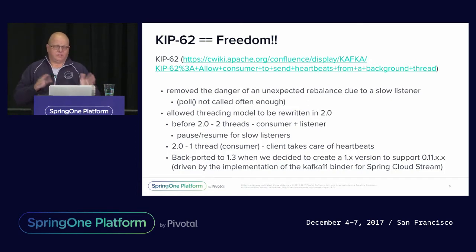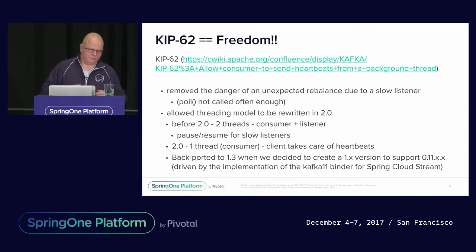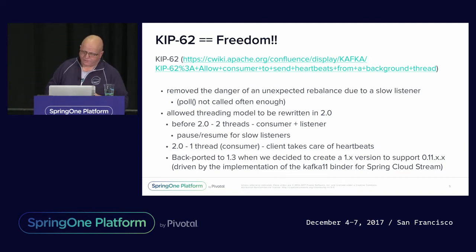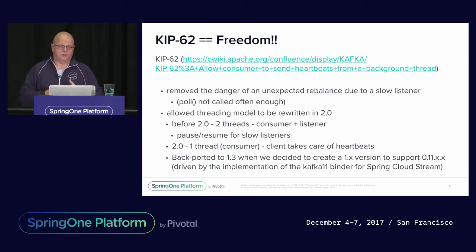Now, the original plan was 2.0. This was going to be a 2.0 release, and the 1.x, we'd just leave it with the old threading model. But when we decided that we needed to support Kafka 11 in Spring Cloud Stream, specifically because of the header support, we had to do some kludgy stuff with earlier versions of Kafka, embedding headers into payloads and stuff like that. So we wanted to have header support in Spring Cloud Stream with the Kafka binder. So we decided to backport a subset of the 2.0 features to 1.3.